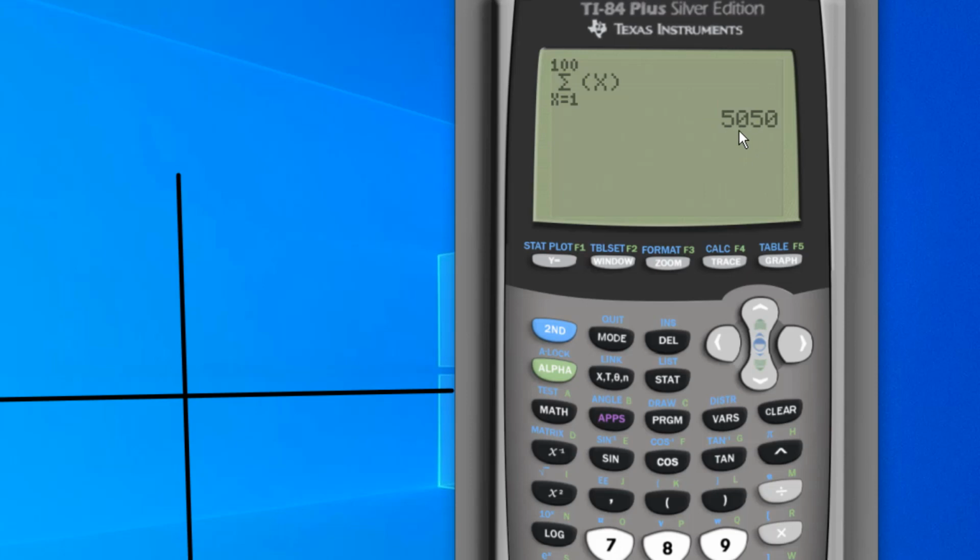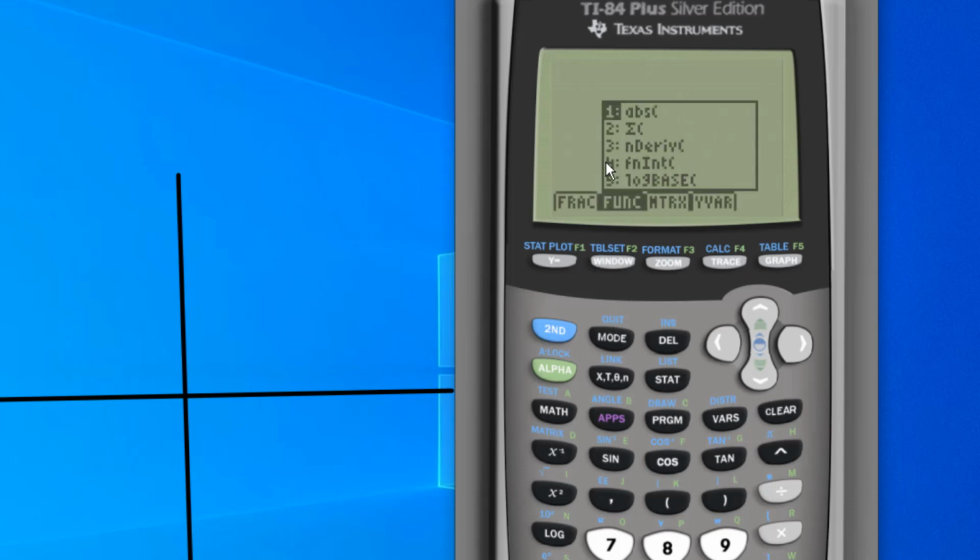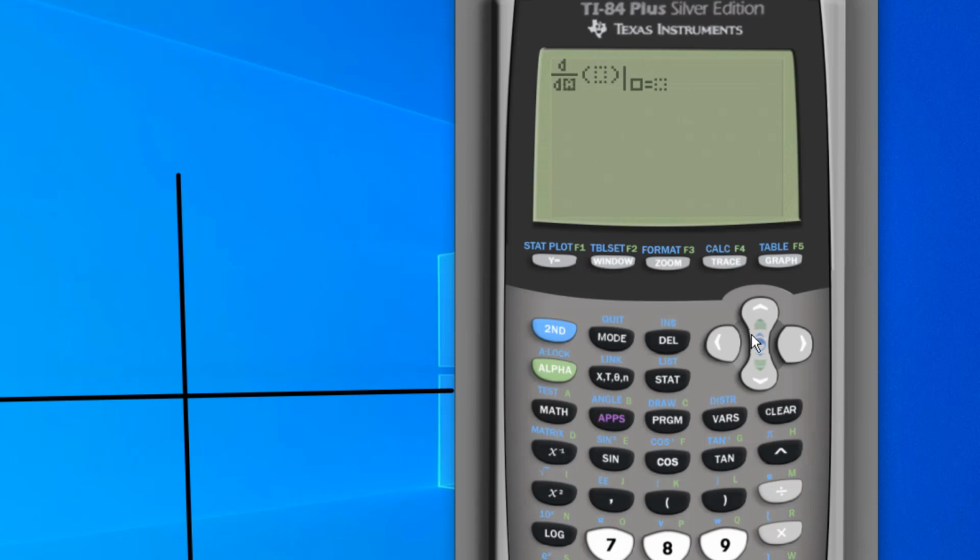Okay, 5,050. Let's clear this. Go back to that menu again, alpha, and then F2. Now I'm going to use number 3 here, which is the nth derivative. Okay, so this is calculus. I want the nth derivative, the second derivative, third derivative, whatever. So I'll hit number 3. And then again, I want to pick the variable; usually it's going to be x, so pick x here. And this is just going to be the first derivative here.